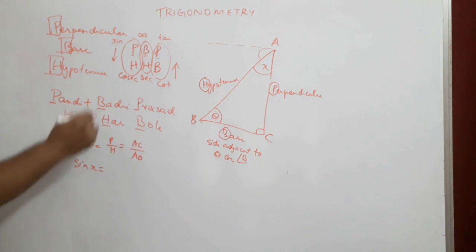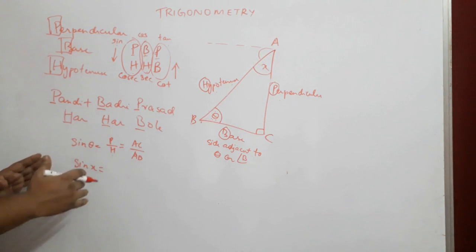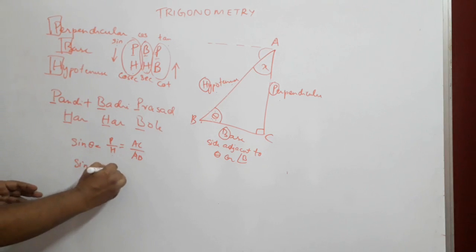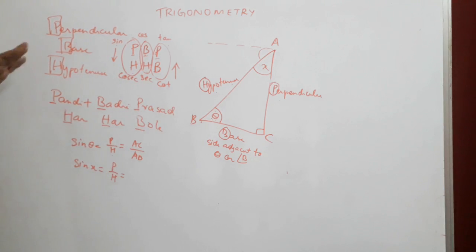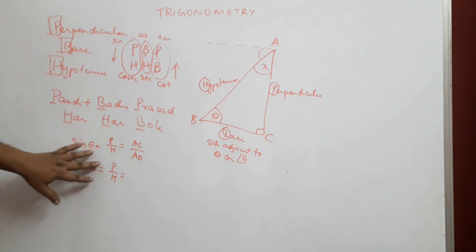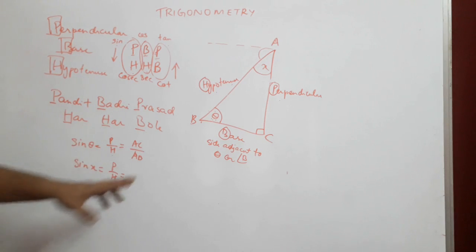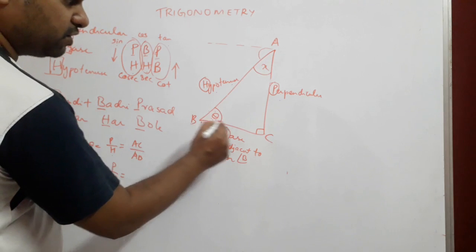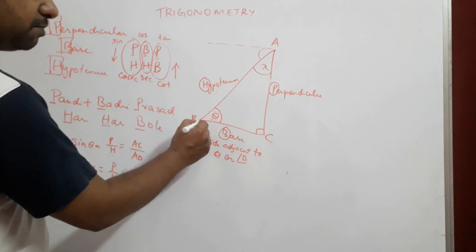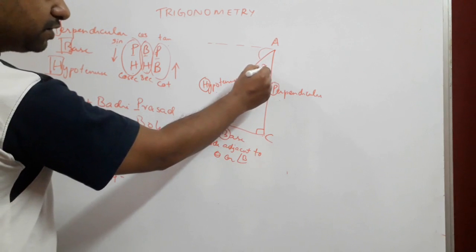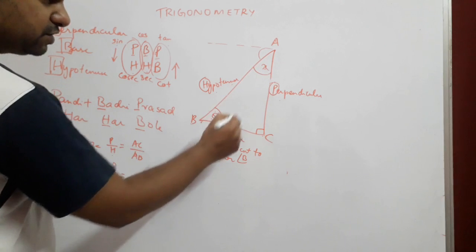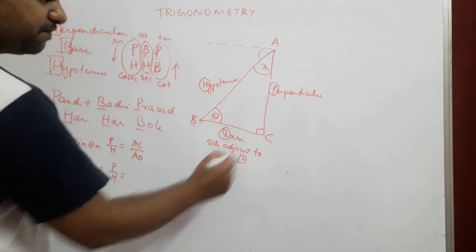So then our main ratio that we have learned from Pandit Badri Prasad remains the same. That is, sine x will be P upon H. But now, where is the perpendicular? Where is the hypotenuse? Does that also remain the same? No, it changes. Now what was the base for theta becomes the height, because we look at the side which is opposite to the angle, which is BC.